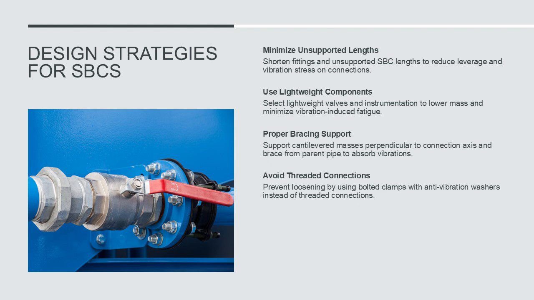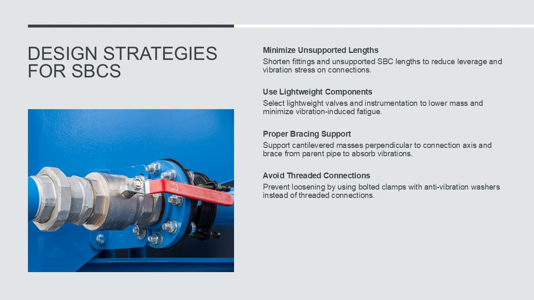Any mass located at the free end of the cantilever must be supported in both directions perpendicular to the axis of the connection to prevent oscillation. Bracing should always originate from the parent pipe rather than surrounding structures, ensuring that vibration forces are absorbed by the main system rather than transferred externally. Increasing the diameter of SBCs enhances stiffness and reduces susceptibility to vibration. Short body contoured fittings, preferably one-piece forgings, are recommended over weldolets and nipples because they provide superior strength and durability.